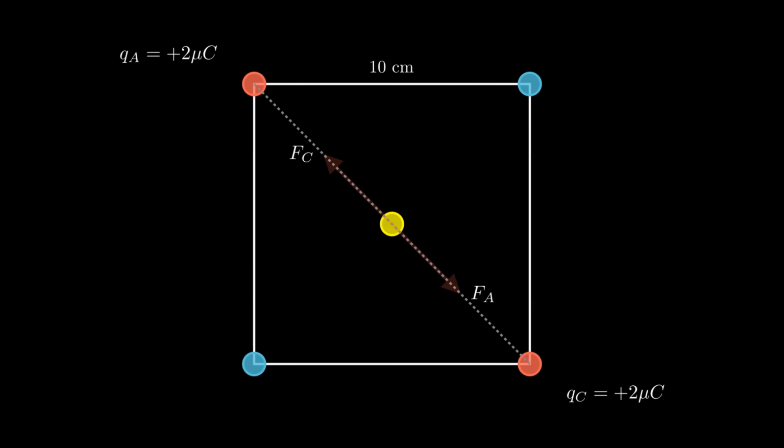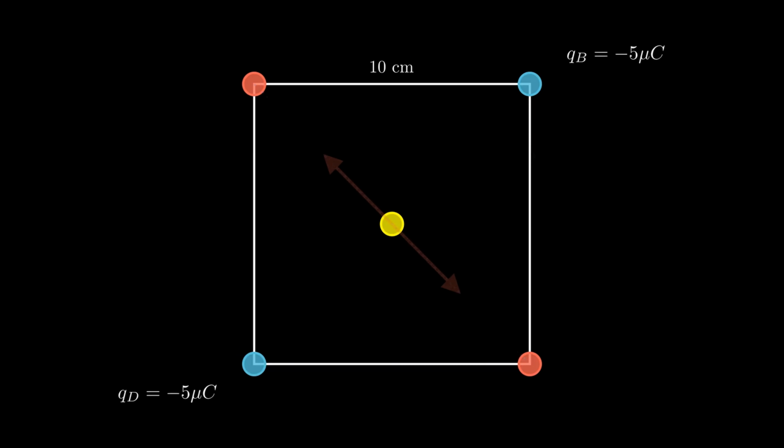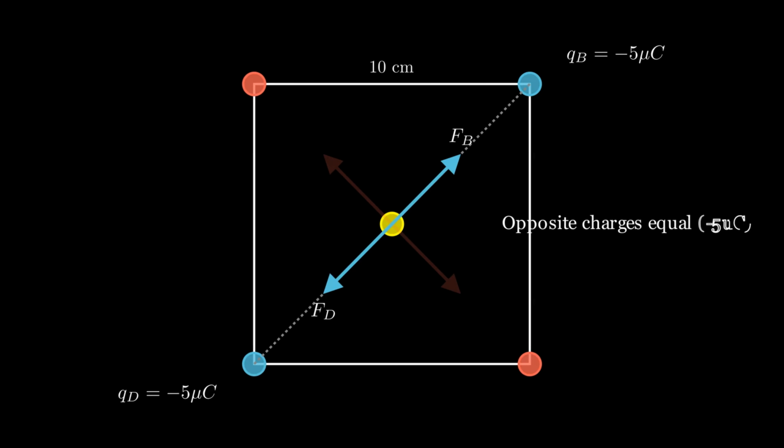Now look at the other pair, B and D. Both are minus 5 microcoulombs. Since the center is positive, it gets attracted to them. B pulls it up right, D pulls it down left. Again the charges are identical and the distances are identical. So the pull from B exactly cancels the pull from D. If the forces from A and C cancel and the forces from B and D cancel, what is left? Nothing. The net force on the center charge is exactly 0 newtons. This is the power of symmetry in physics.